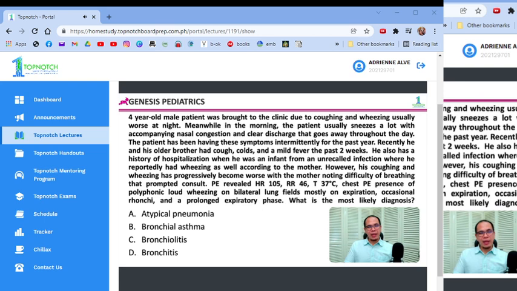So coughing and wheezing worse at night. Okay, in the morning the patient sneezes a lot with nasal congestion and clear discharge that goes away throughout the day. So mas malala po yung sipon-sipon niya saka pagbahing-bahing niya pag umaga pagkagigising. Okay, so this probably points to what case, diba? Allergic rhinitis yan, yung sentence na yan, diba? So discuss natin earlier in this session yung allergic rhinitis.